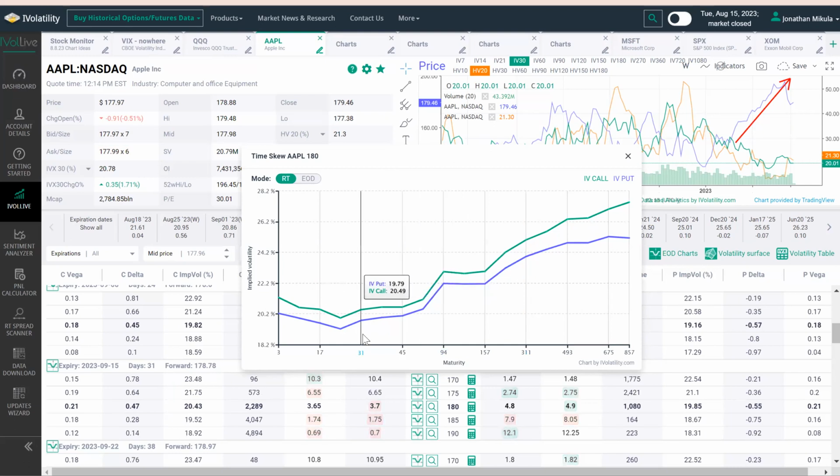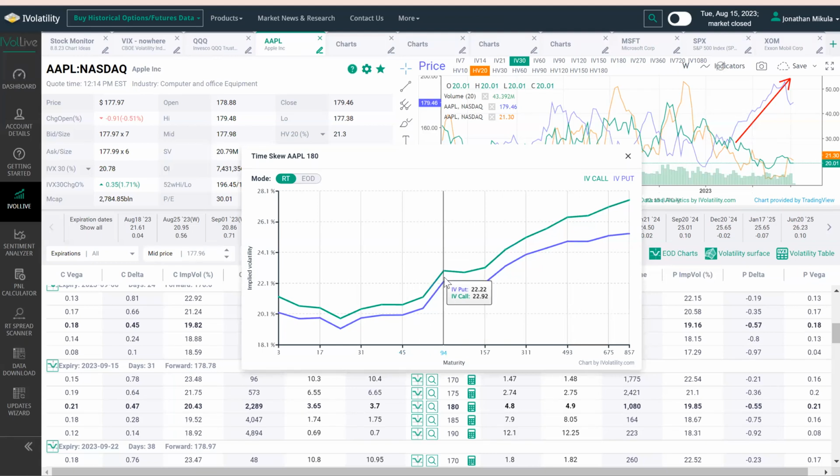And that typically coincides with an upcoming earnings announcement. So in Apple's case, that's October 25th. So it makes sense that implied volatility starts to increase as we get closer to that earnings date. So this is one place that we showed how to look at this time skew, right? Maturity versus implied volatility.